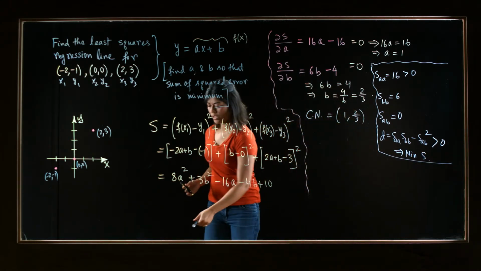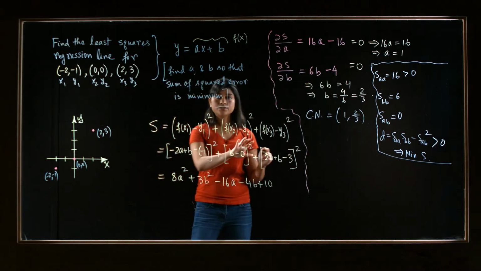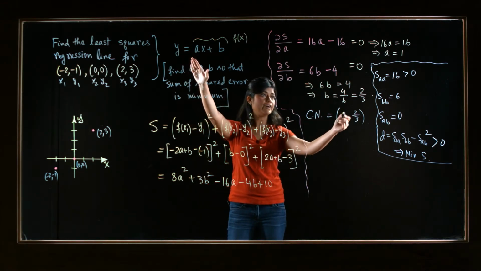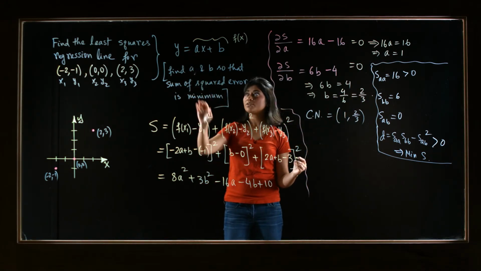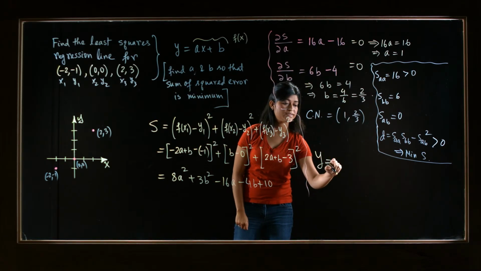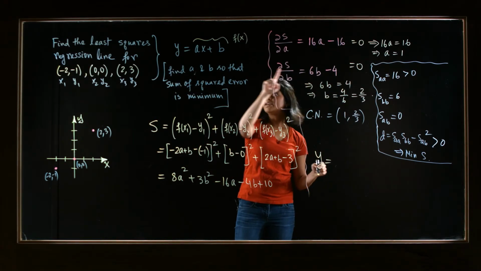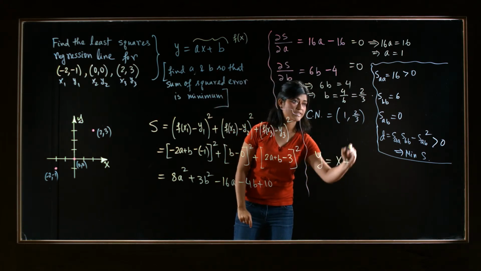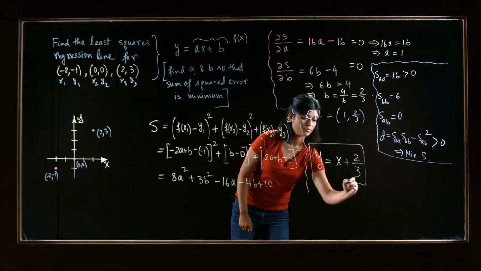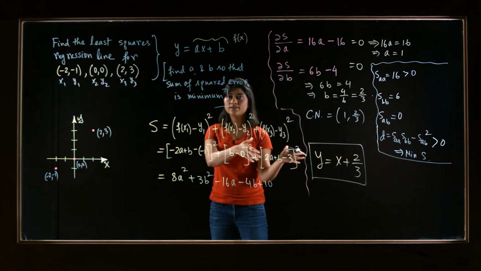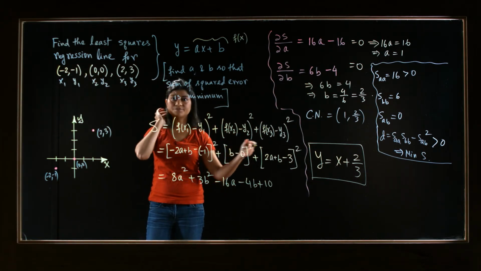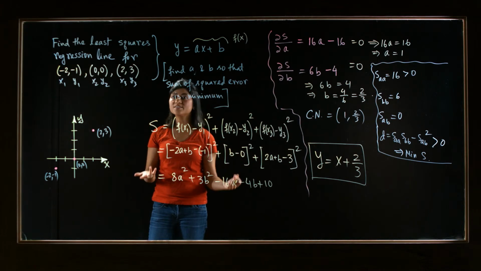Okay. Now, what do we want? We want to find this line, equation of the line. And we already have the value of A and B. So the least squares regression line is y is equal to A is 1, so x plus b is 2/3. Okay, if you use this line as a model to fit these points, the best fit is this line because the error is minimum.